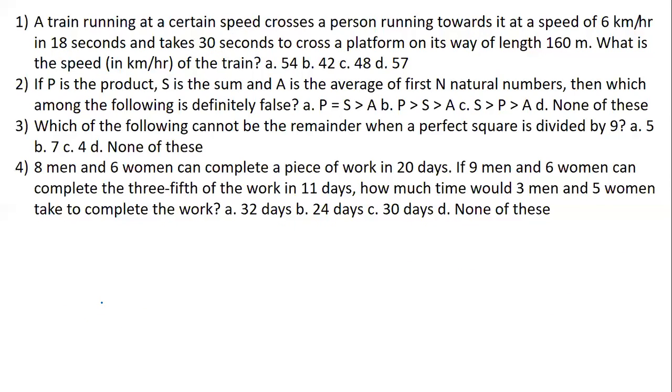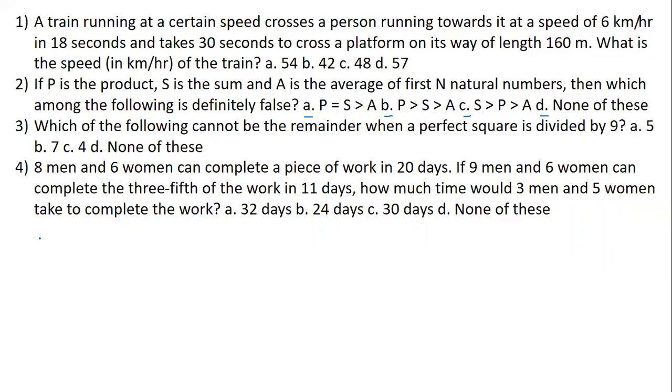Now, let us move to the second question. If P is a product, S is a sum, and A is the average of the first n natural numbers, then which of the following is definitely false? Option A is P equal to S greater than A. Option B is P greater than S greater than A. Option C is S greater than P greater than A, and option D is none of these. These are the given options.